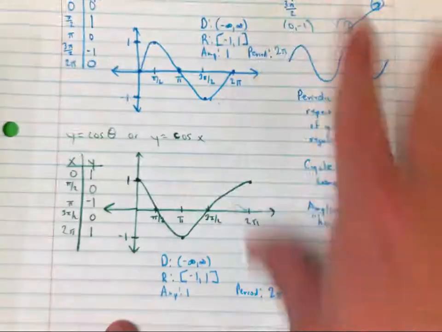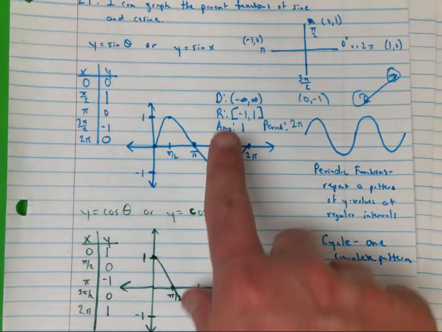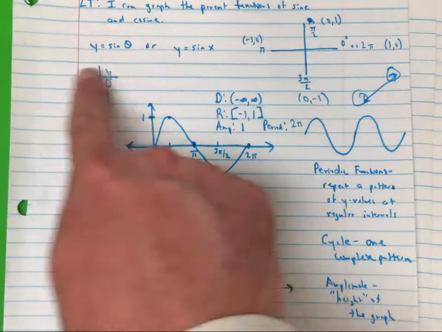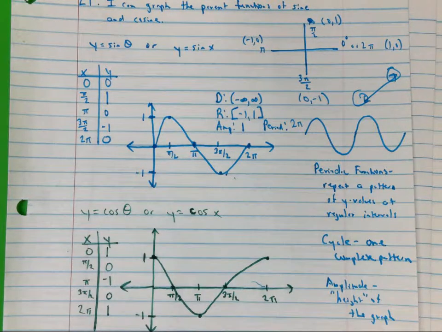both of these. You need to know all these vocabulary words and be able to draw the parent functions on any given day, possibly on your pop quiz tomorrow, using the main points from the unit circle.